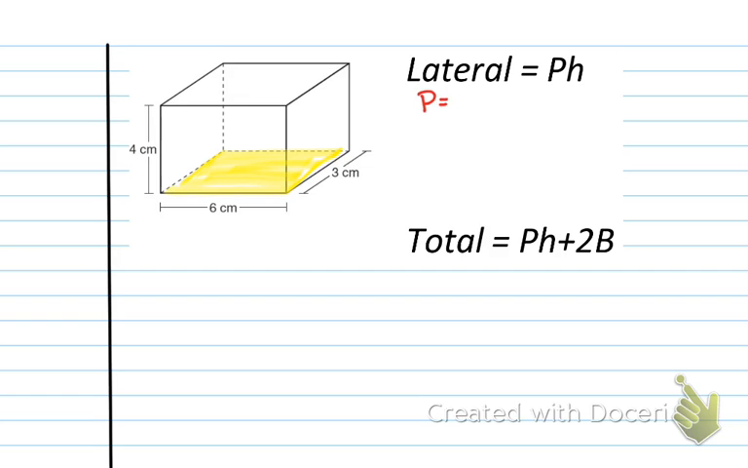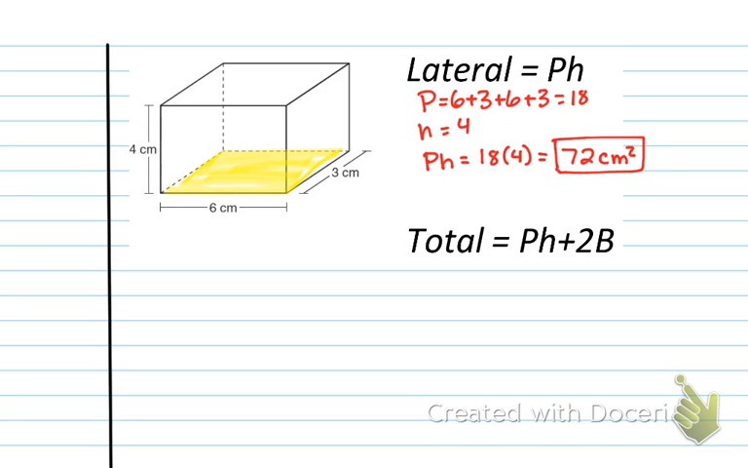Okay. So P, capital P, is always perimeter of the base. Perimeter here is 6, 3, 6, 3. Right? So if I add those together, 6, 3 plus 6, 3, it should give us 18. And our height is this 4 right here. So when we put P times H together, we will have 18 times 4. And that is 72. And so our answer is 72 centimeters squared. That is our lateral surface area.